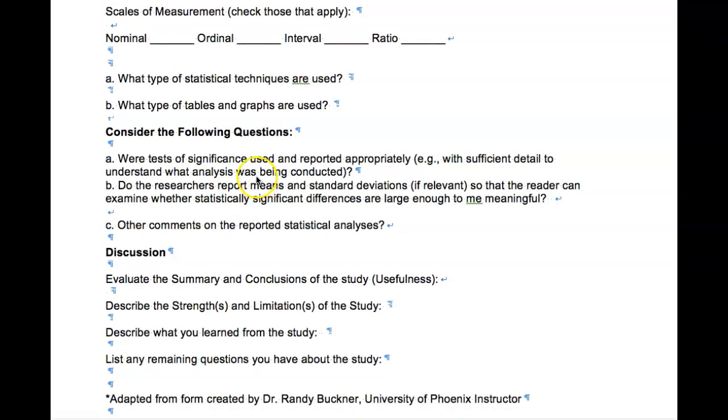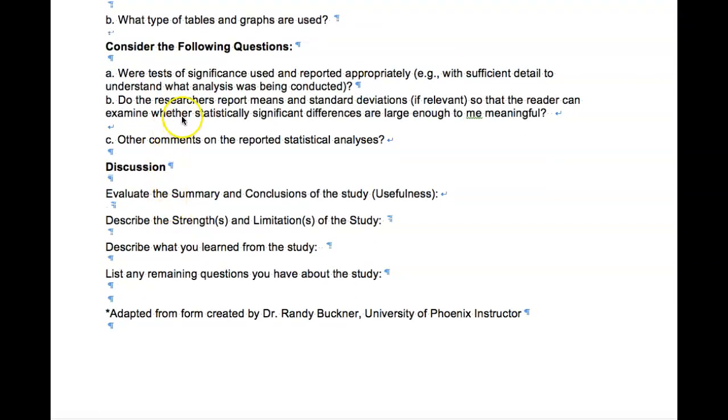Then you're going to answer the following questions. How did they do a test of significance? Did they report means and standard deviations as well? In other words, how did they do their statistical analysis? That's for quantitative only.